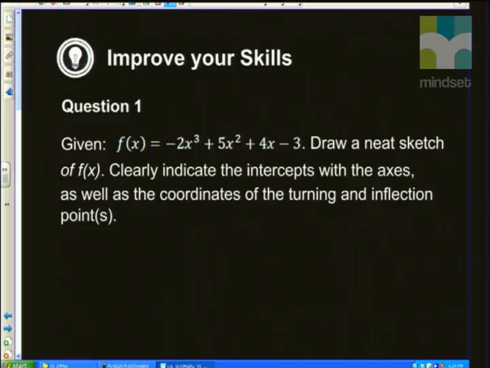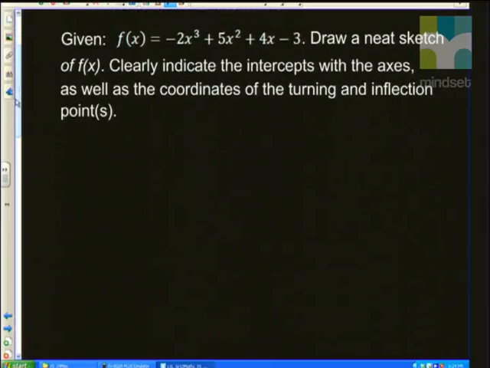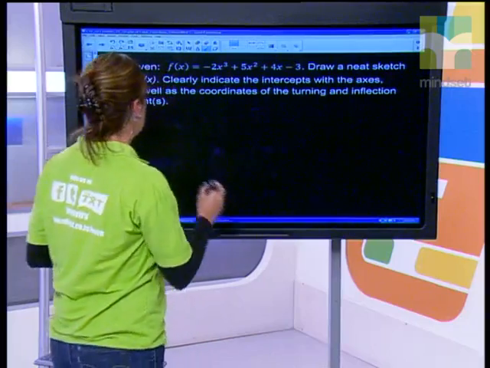We have been given an equation which is in the form of f of x equals negative 2x cubed plus 5x squared plus 4x minus 3. And we are required to draw a sketch of f of x. And they've just specified that we need to clearly indicate x-intercepts, y-intercepts, turning points, etc. Okay, so let's break this down into steps.